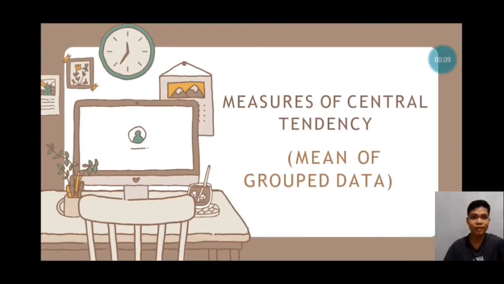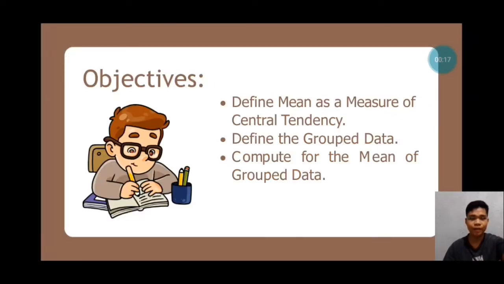For today's lesson, I'm going to discuss to you the measures of central tendency, specifically the mean of group data. But before that, let me present to you the objectives of our lesson. At the end of this lesson, you are expected to define mean as a measure of central tendency as well as the group data. And lastly, you are expected to compute for the mean of group data.